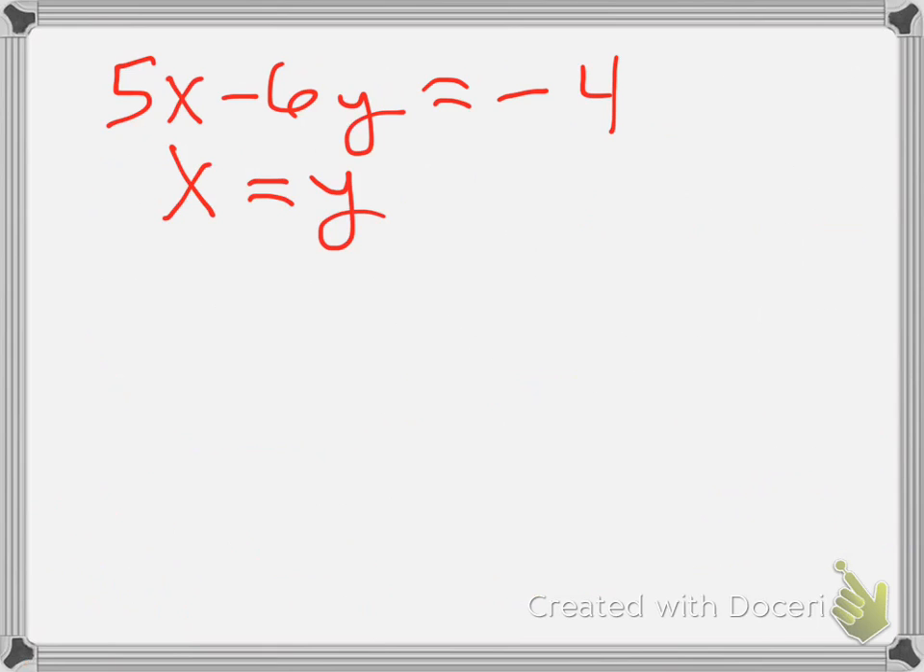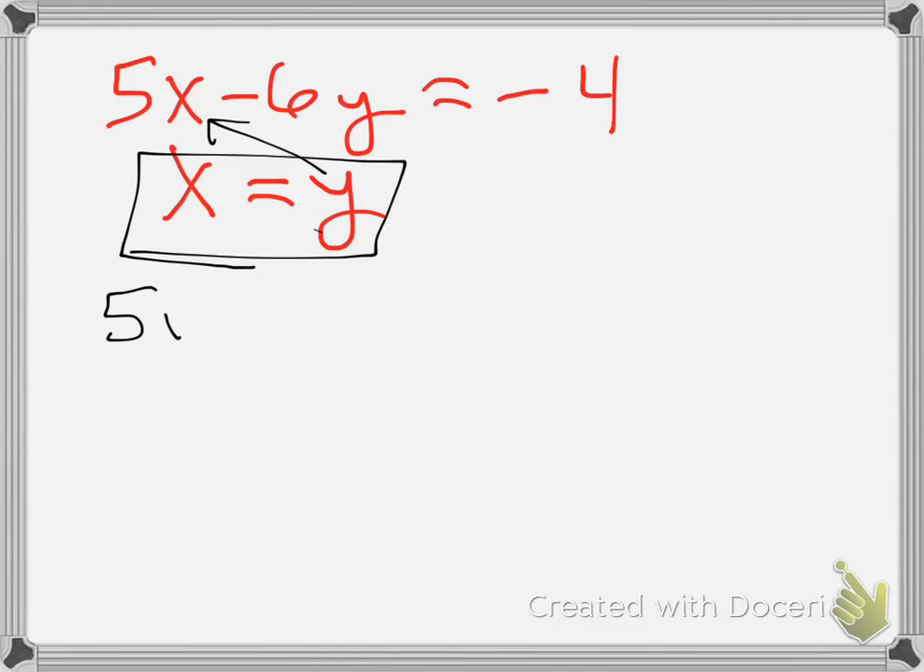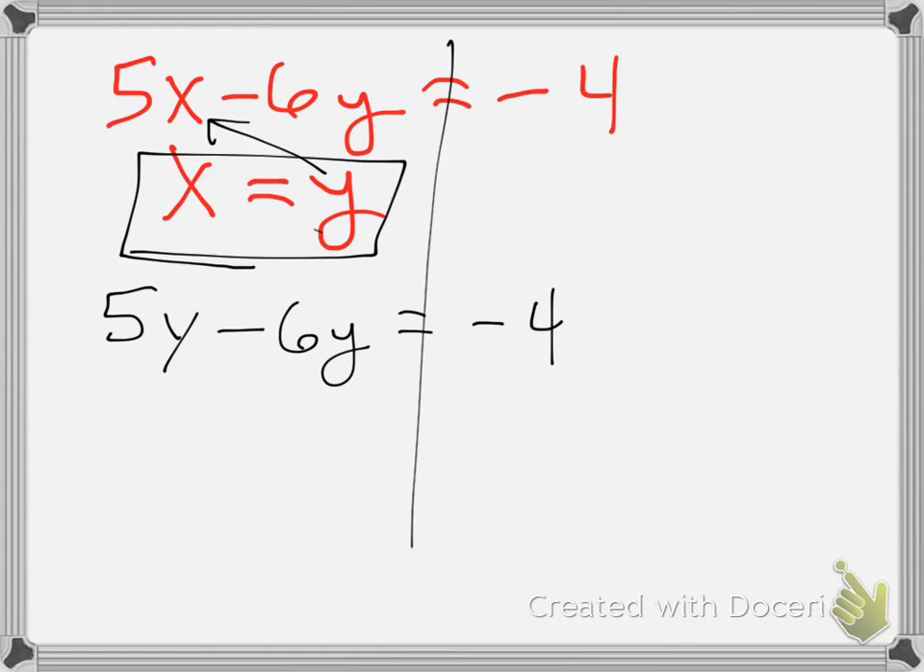This one's not as bad, but it's just weird. So x equals y. So if x equals y, I can replace this x with y. So I'm going to just write 5y minus 6y equals negative 4. Because x equals y, so just switch them. So 5y minus 6y is negative y equals negative 4.